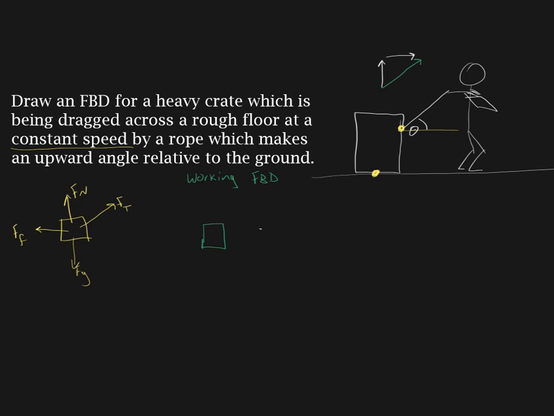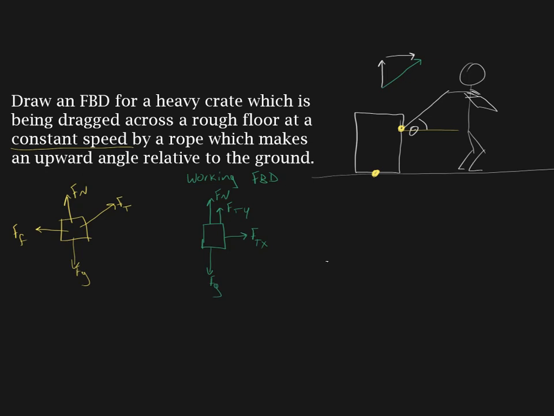So I recommend working FBDs, especially in the beginning, because it's too easy to forget things. And so on the working FBD, we would have the normal force pointing straight up, the force of gravity pointing straight down, and then we have the tension force, FTY, the tension force in the y dimension, which points straight up, and then we have the tension force in the x dimension pointing horizontally.